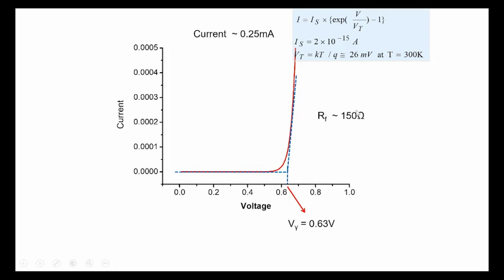So note that the same diode is being approximated by two different models. If you're working with current in the range of, let's say, 0 to 0.5 milliamperes, then this kind of model is appropriate, 0.63 volt and RF of 150. In the previous case, if you were working in the current range of 50 milliamperes, then a different value of V gamma and a different value of RF was necessary here.